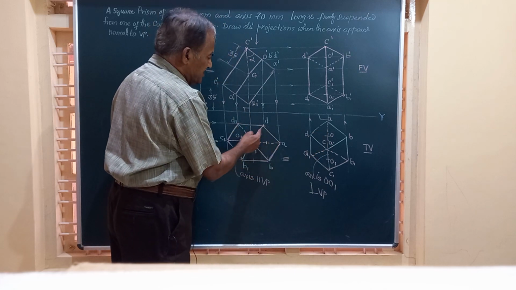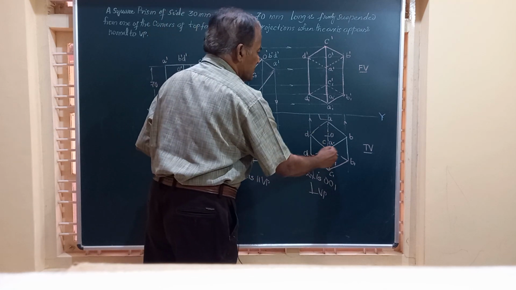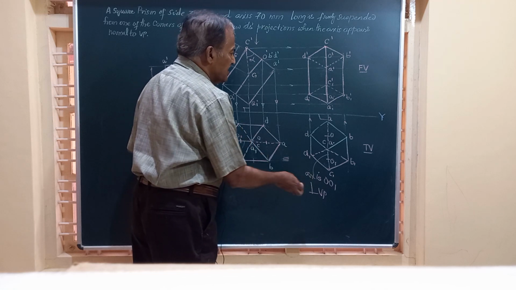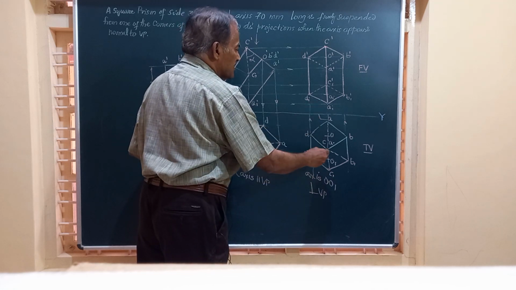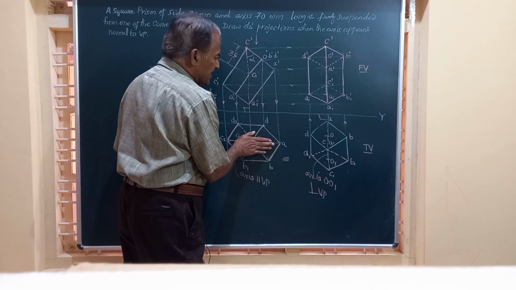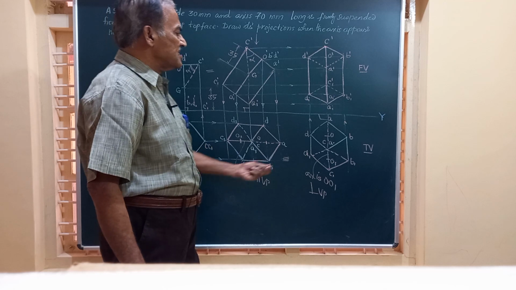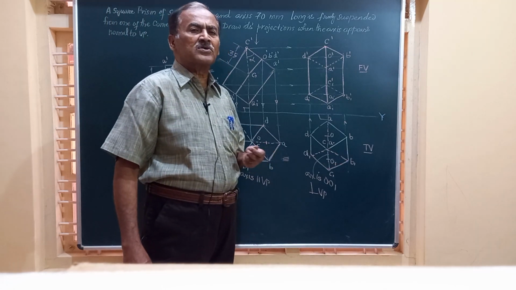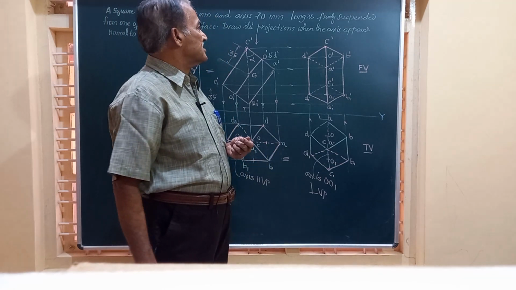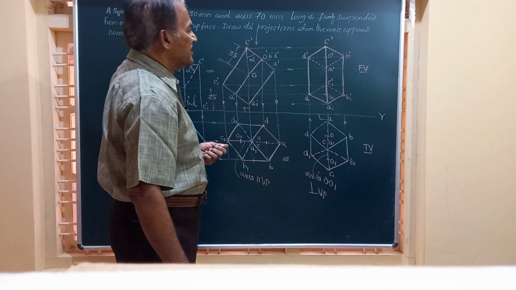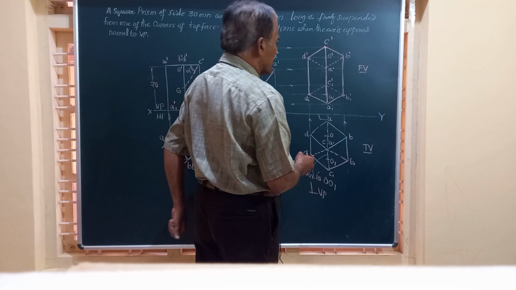So friends, this is ABCD, the top face. This is A1, B1, C1, D1, the bottom face. I have redrawn all this such that this is rotated through an angle of 90 degree. So this is the final top view of the prism. Friends, now we have to obtain the corresponding front view. So how do you draw this?